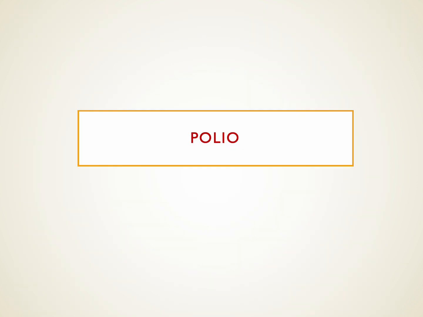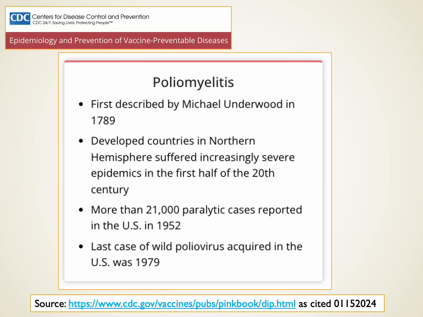Polio. Polio was a very commonly concerning pathogen prior to 1960. Poliomyelitis was first described in the late 1700s. It caused significant cases of paralysis in the United States in the early 1950s. The last case of wild poliovirus acquired in the United States was reported in 1979, but it's still an issue in other parts of the world.